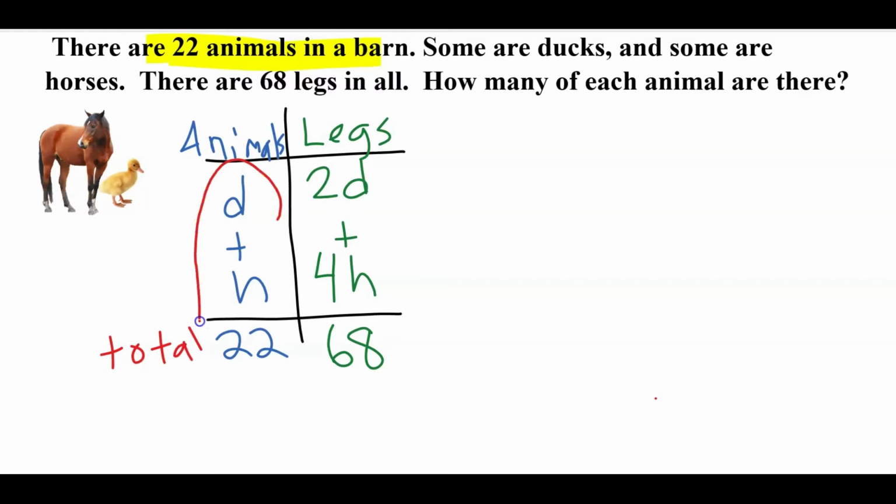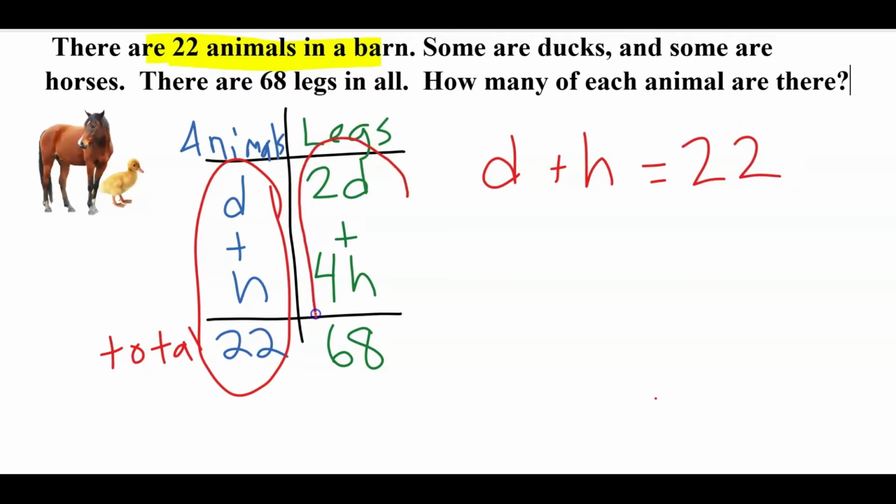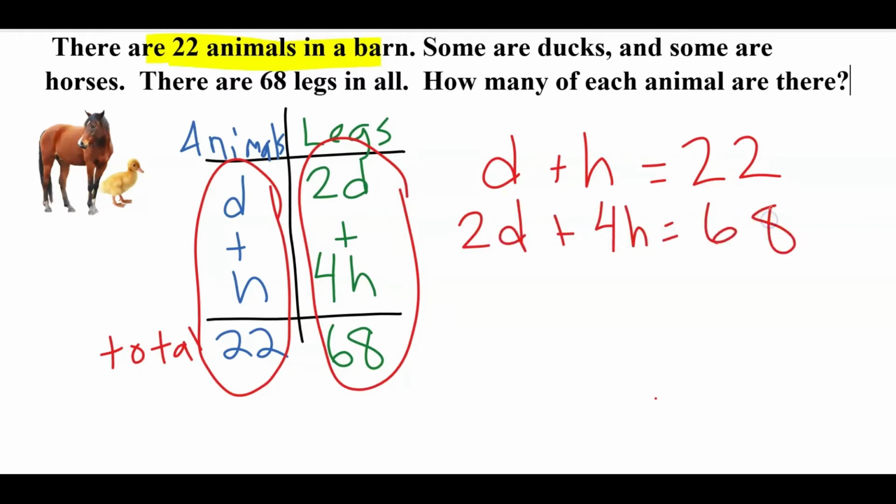This first equation, d plus h equals 22. When you add all the ducks and horses, you get 22. That's an equation. Then the other equation is 2d plus 4h equals 68. That's my second equation, and I can use those two equations now to figure out how many of each animal there were, because I have the 22 animals and the 68 legs. I just have to figure out how many are ducks and how many are horses.